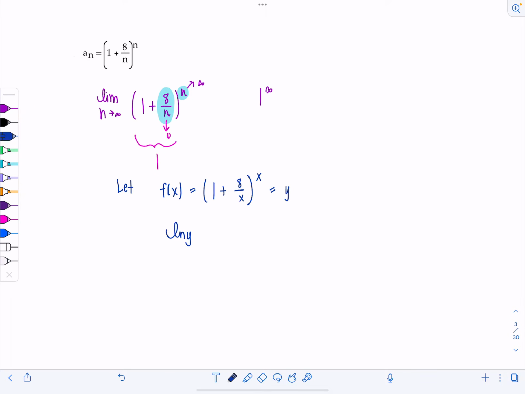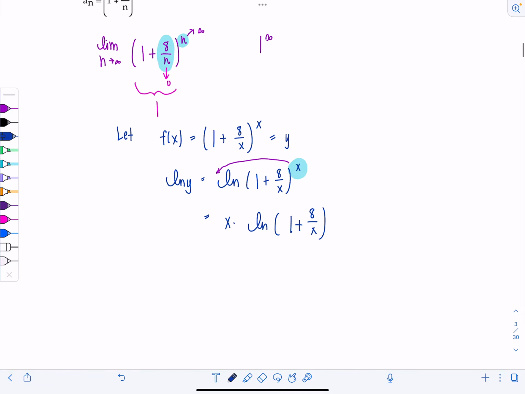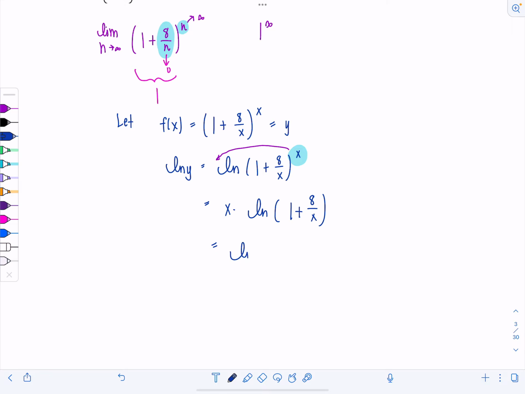ln of y is going to be ln of (1 plus 8 over x) to the x. Where's the ln coming from? Because I know I'm going to need to move this exponent to the front. And only log properties let me do that. So I have x times ln of (1 plus 8 over x). And remember, to use L'Hopital's rule, we need a quotient. So I want to rewrite this as ln of (1 plus 8 over x) over 1 over x. This is an old trick.